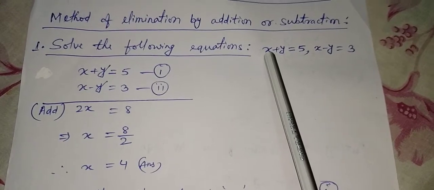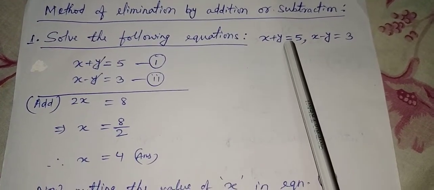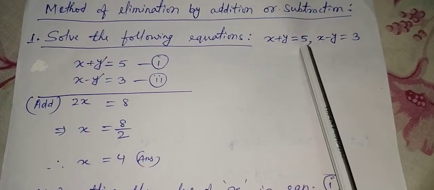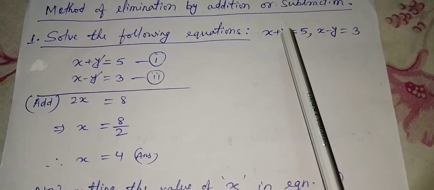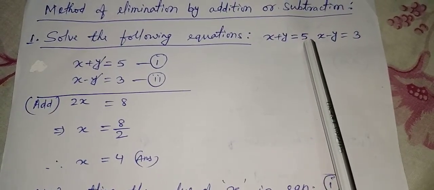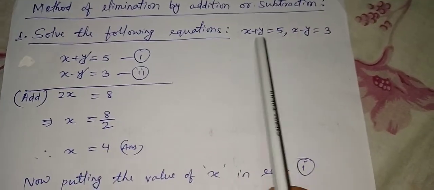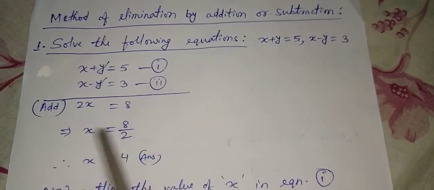That is, the first position should be for x, second position should be for y, and there should be equal to, and there should be a constant number. So this is a perfect equation. Both the equations are perfect because x, y, and then a number. Here also x, y, and then a number. So both the equations I wrote here in the solution. So here my solution starts.